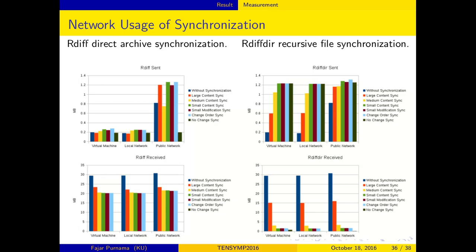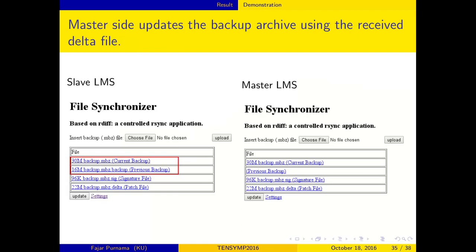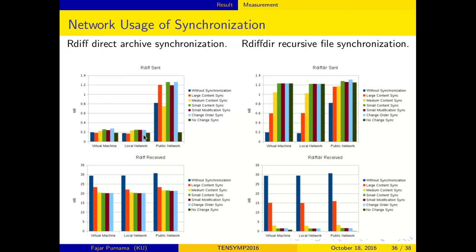And roughly it is about 96 kilobytes, which is the size of the signature that needs to be sent. For Rdiff though, the size of the signature is not the same for every synchronization.